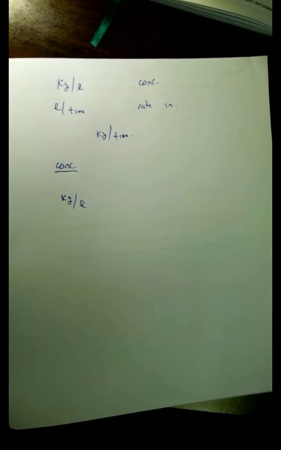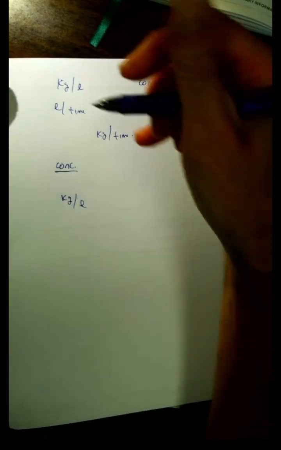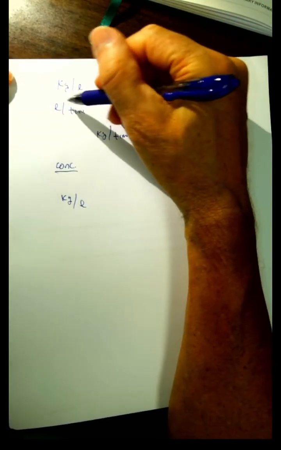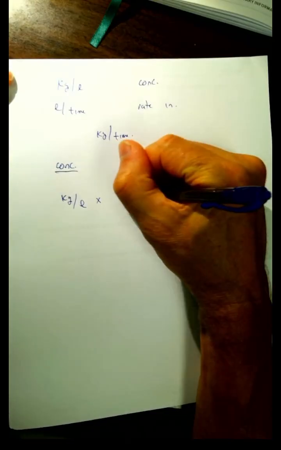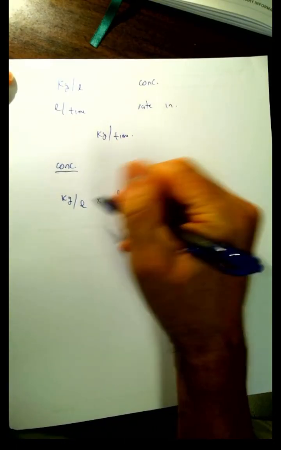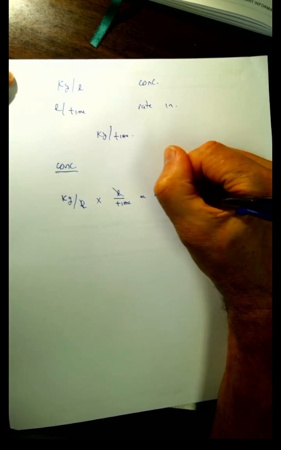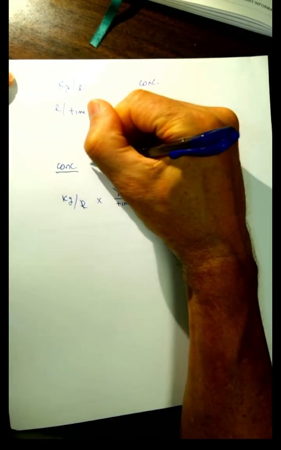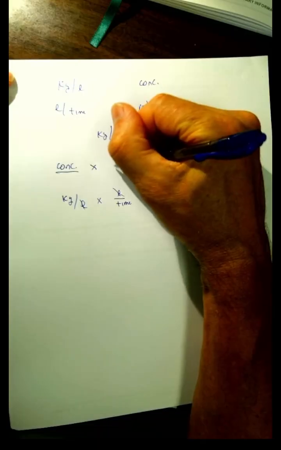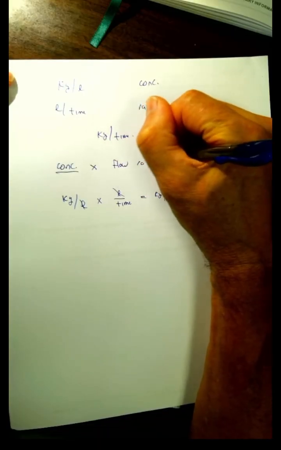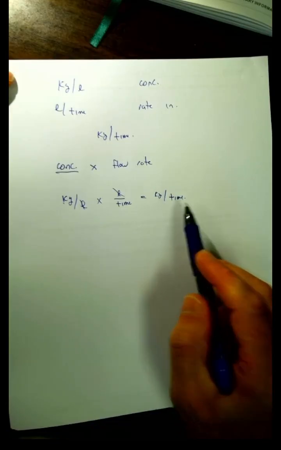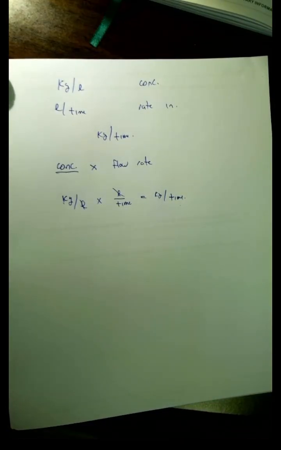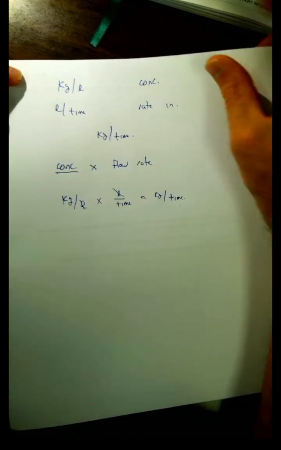Well, let's just start with the concentration. We like the concentration because it's got kilograms in the right place. So I've got kilograms per liter there. Notice that my rate in has liters per time. So if I do that, my liters are going to cancel. I'm left with kilograms per time. So if I multiply by the flow rate, I'm going to end up with the amount of kilograms per unit time coming into the system. That's a lot. Let's look at an example and see what that means.